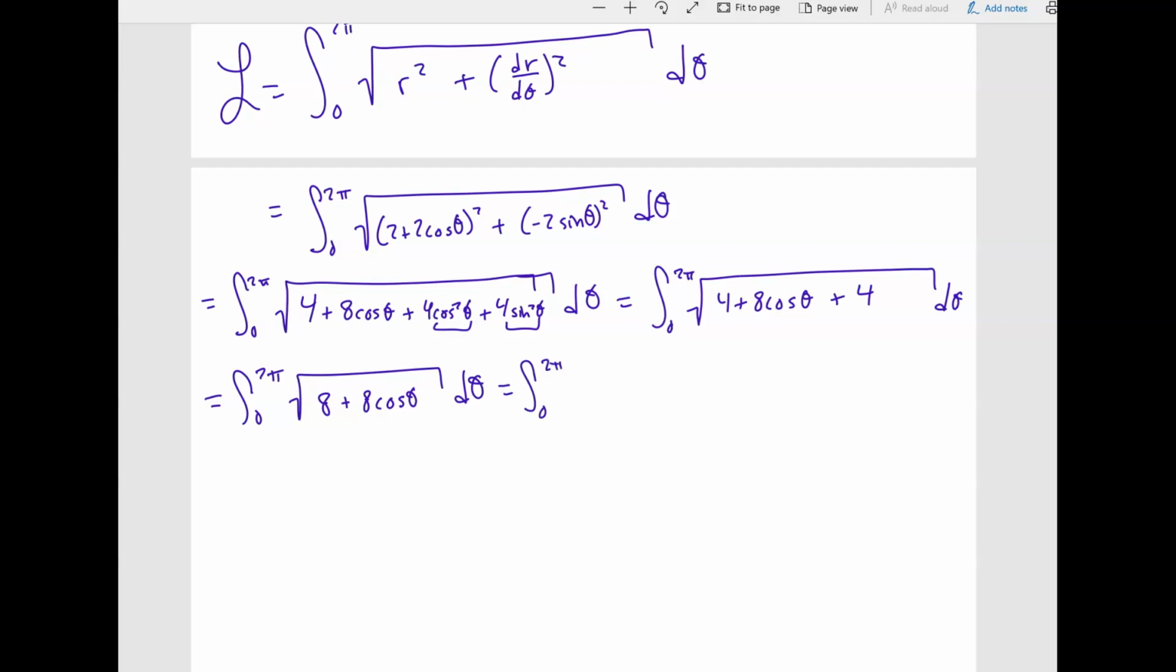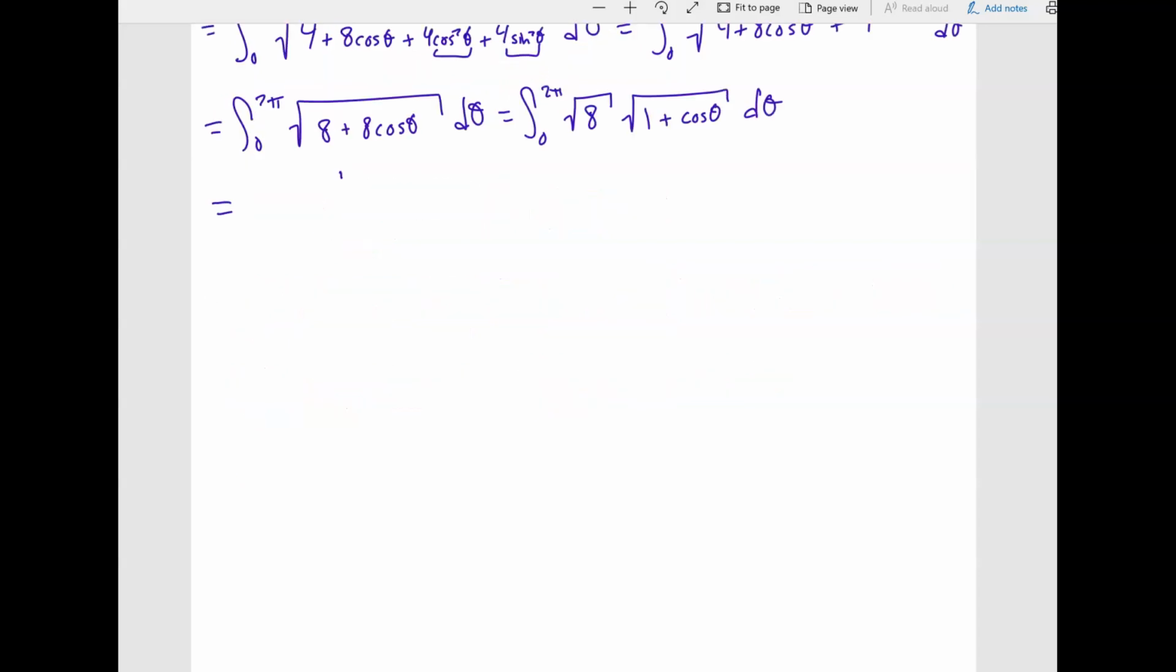Let me take out an 8. So you're going to have the square root of 8 and then the square root of 1 plus cosine theta. So basically I just factored out an 8 and left the 1 plus cosine theta in there. So I can take the square root of 8 out, and I have the integral from 0 to 2 pi of the square root of 1 plus cosine theta d theta. Now here's where you have to do a lot of different things.